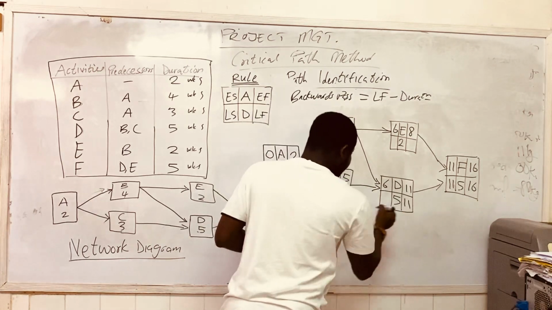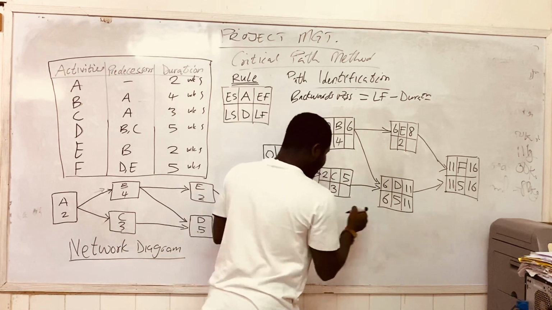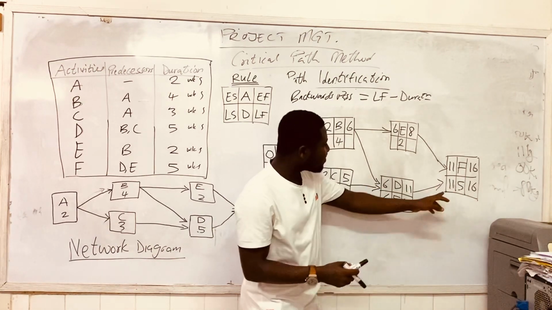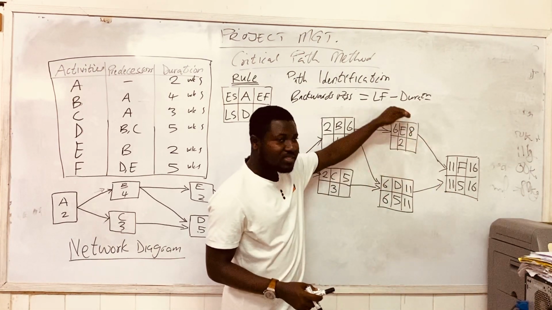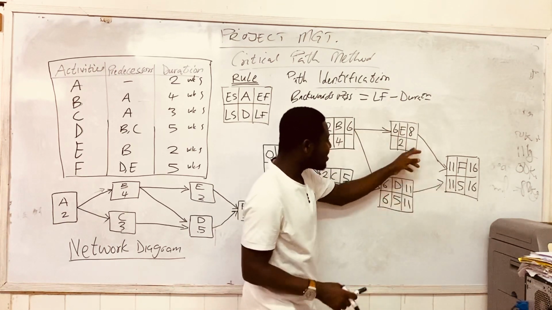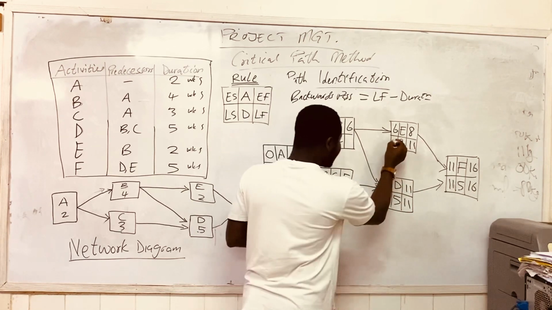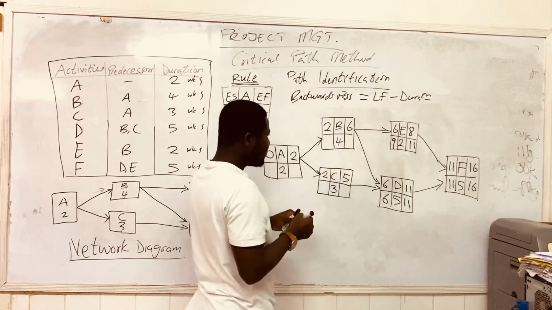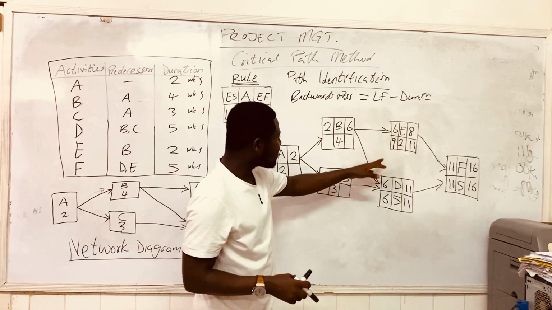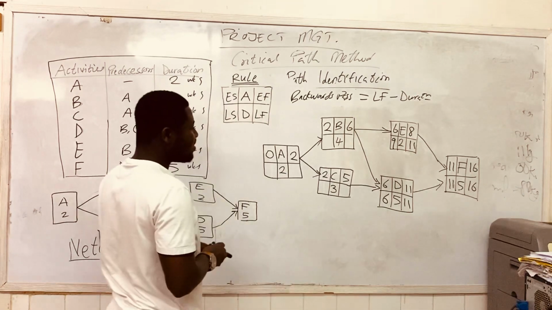So quickly we put 11 weeks here. Then 11 minus 5 is going to give us 6. This same activity F has activity E as predecessor. And so we are also going to bring the same 11 here. 11 minus 2 is going to give us 9. Now we have two activities, which is D and then E.